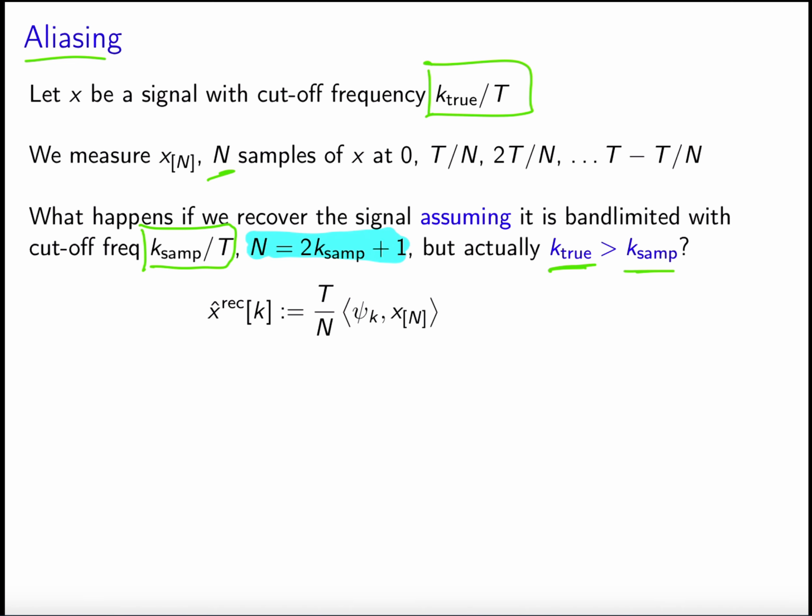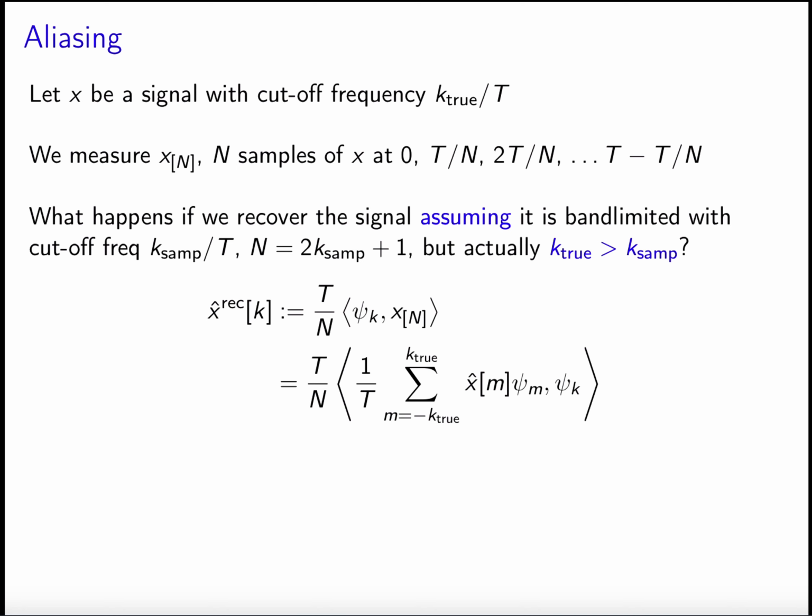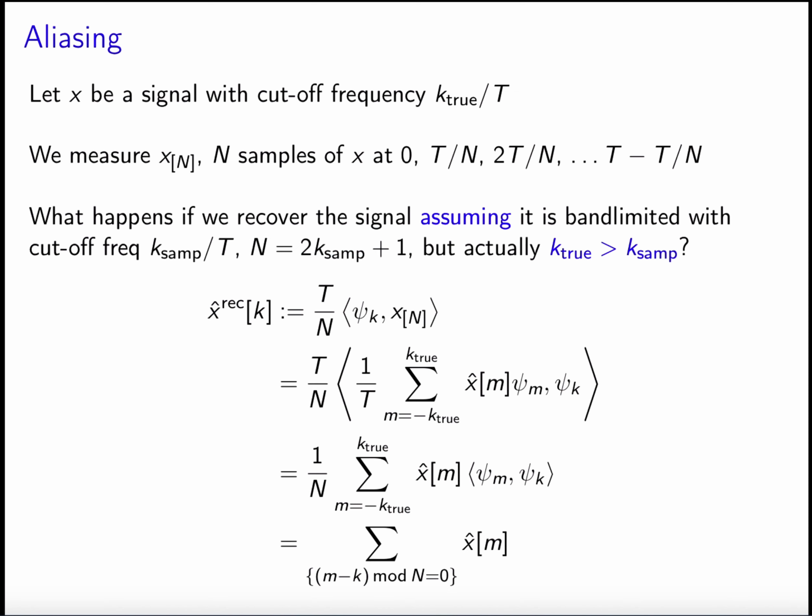The way we're going to pay is that when we reconstruct, we have this inner product again, and we have relied on the fact that these guys were all orthogonal, but that's no longer true if n is equal to 2k samp plus 1, where k samp is smaller than the true frequency, because we're going to have values of m that are equal to k mod n, which means that they're going to produce the same discrete sinusoid, so that inner product is going to be 1. Okay, so we're going to see the Fourier coefficients as the sum of the Fourier coefficients for k of all the original signals that are equal to k mod n.